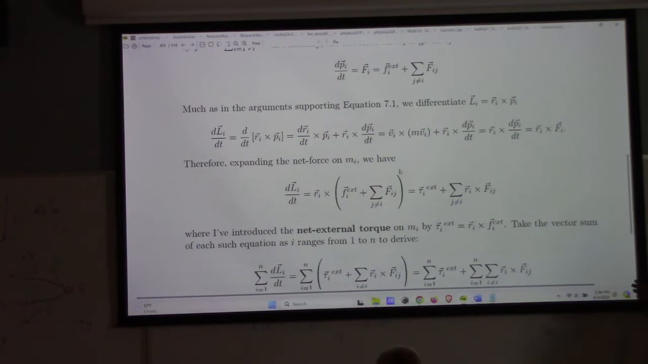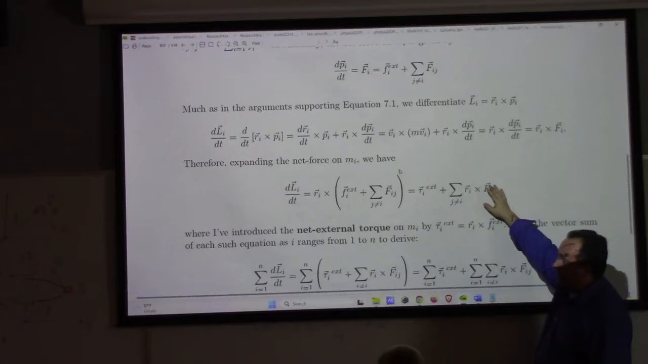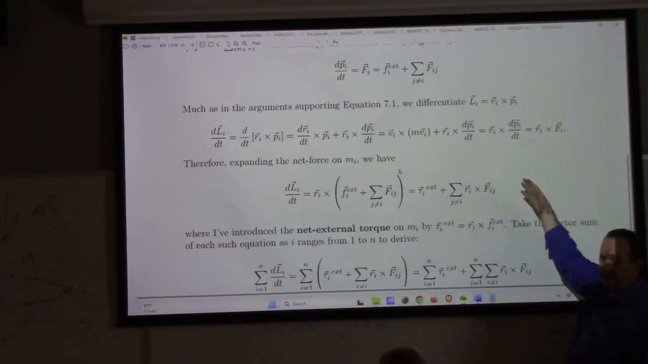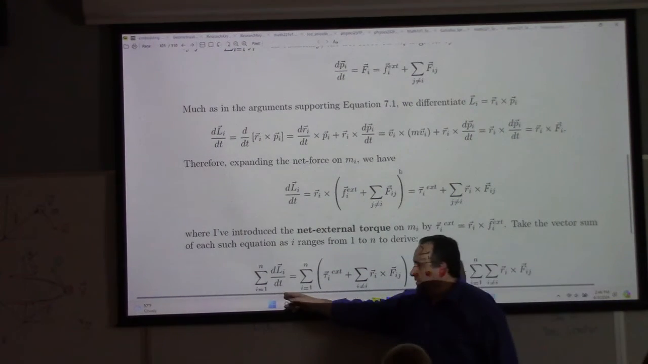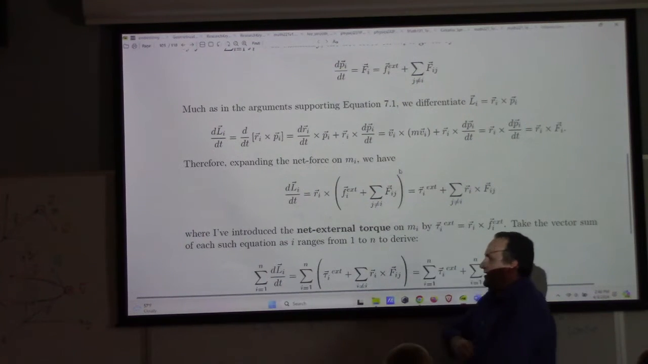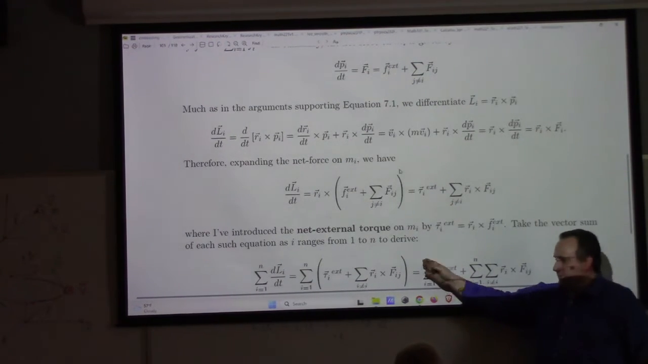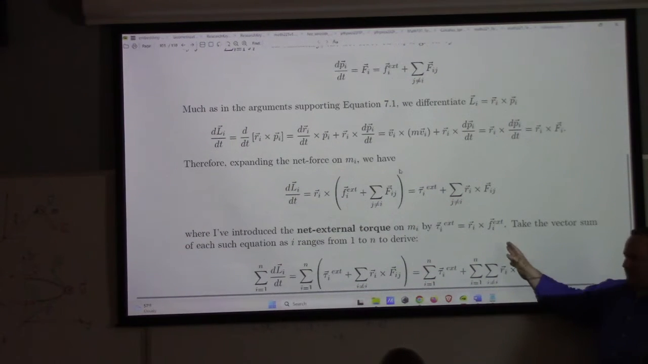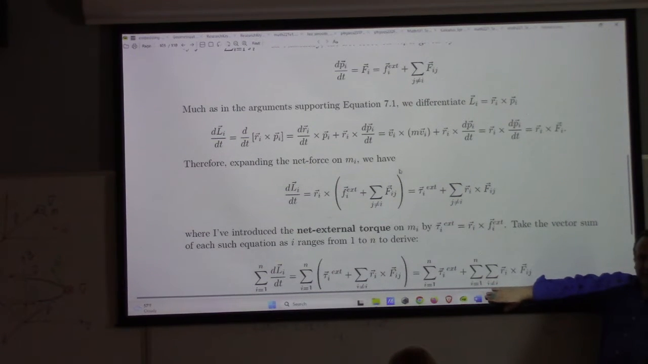Now, what I do is take these. There are n equations like this, one for each mass, right? Add these up. If you take the sum of all n of those vector equations, you get this bad boy down here. So on the left-hand side, you have the sum of dL_i/dt for all i from 1 to n. But by additivity of the derivative, that's simply dL/dt, where L is the total angular momentum of the system. And then you've got the sum of the external torques on the masses, and then the sum of the internal torques here. And we're going to be able to argue that this goes to 0.